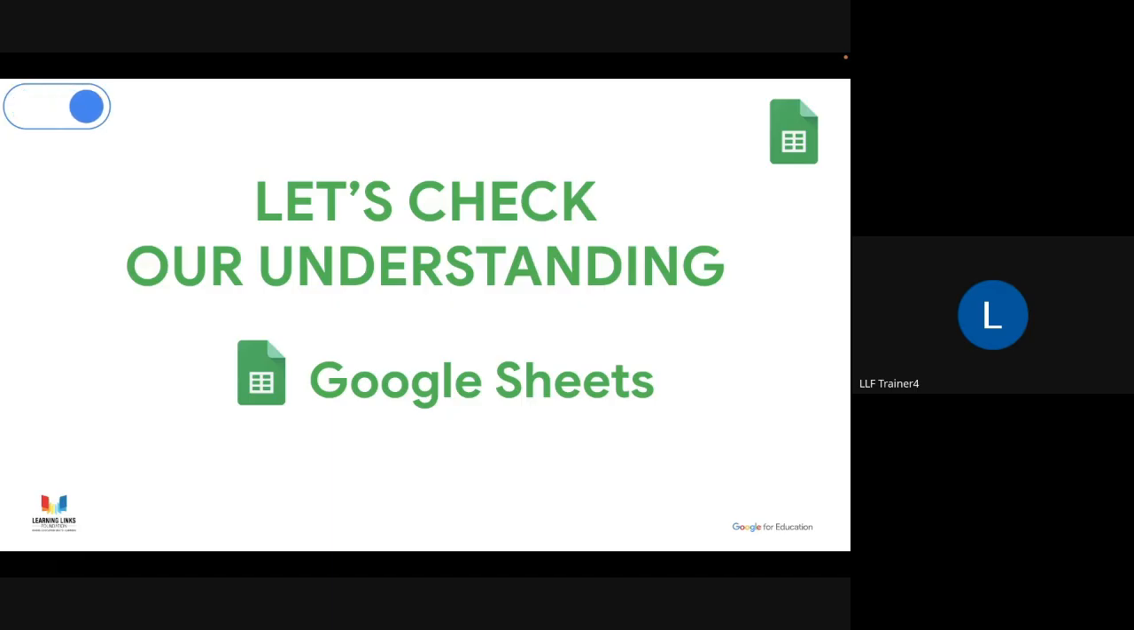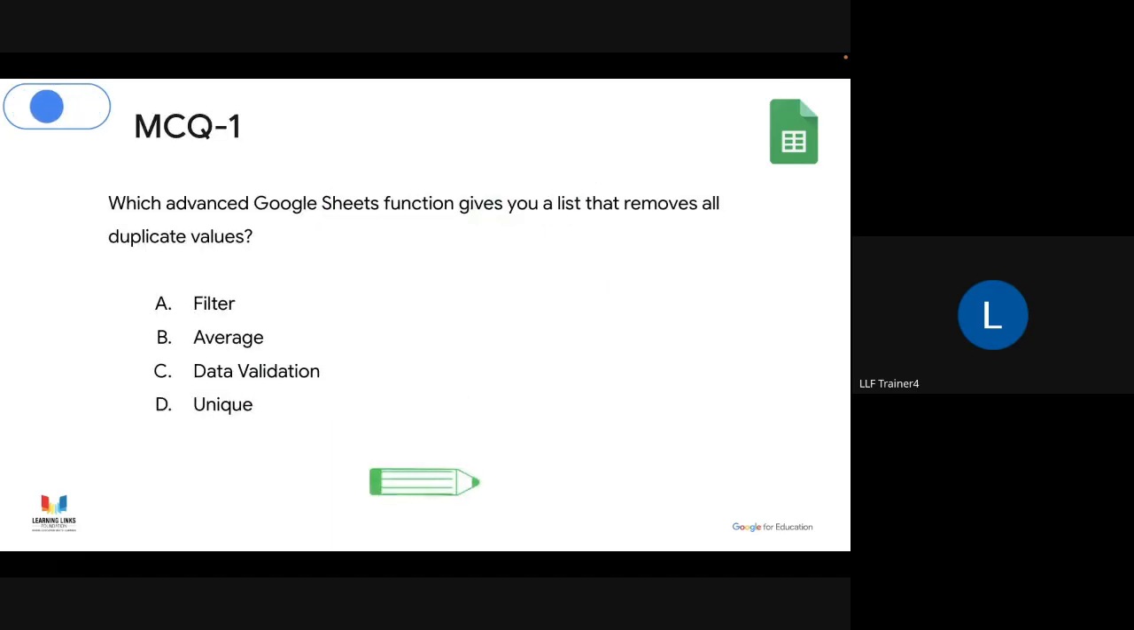So let's check your understanding of Google Sheets here. Which advanced Google Sheets function gives you a list that removes all duplicate values? Filter, average, data validation, unique. Hema ma'am, what are the options that we are getting? D. Okay, yes, it's the correct one.